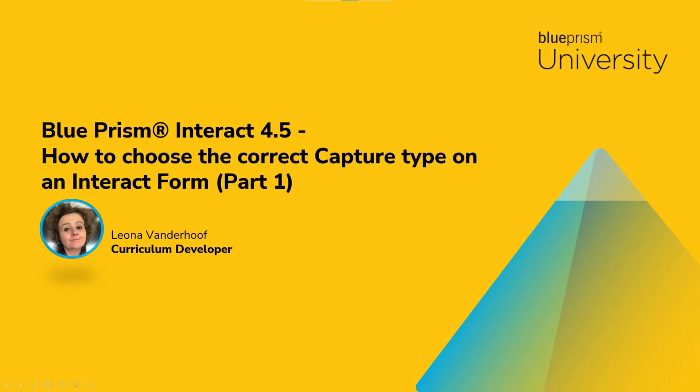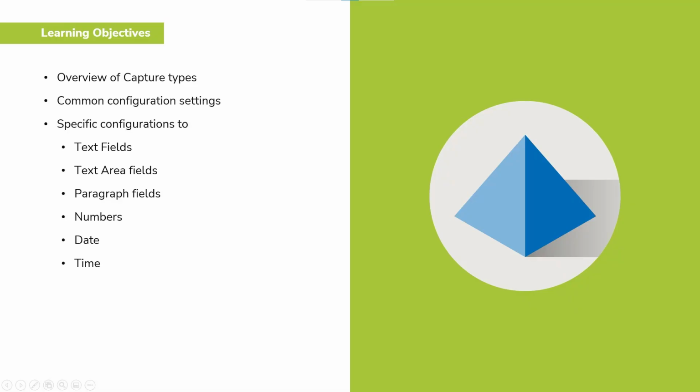There are two parts that make up this how-to video. Across the two videos, we'll look at each capture option available when creating an Interact form, and we will look at the configuration of each and show how they appear on the form to the user. This is part one, where we will look at the common configuration settings for all types and those specific to text, text area, paragraph, numbers, date and time types.